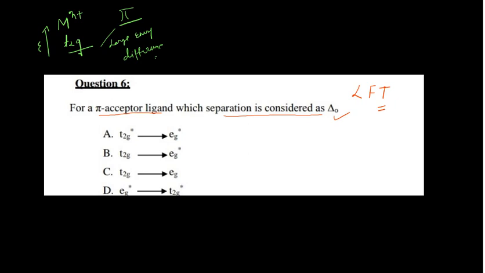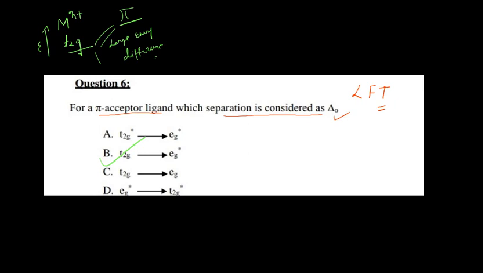Okay, so consequently what happens, the metal T2g orbitals are lowered in energy after the formation of the pi bond. So once they form the pi bond, their energy actually goes down. In that case your delta O will have the greater value. And when delta O has the greater value, it simply implies that the transition separation is given by the T2g to eg anti-bonding. So option B looks like the correct option in that case.